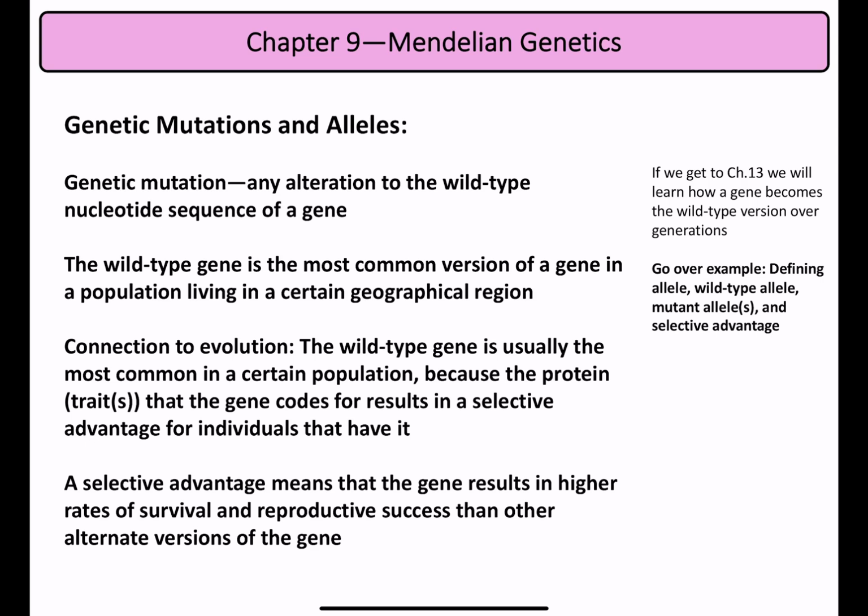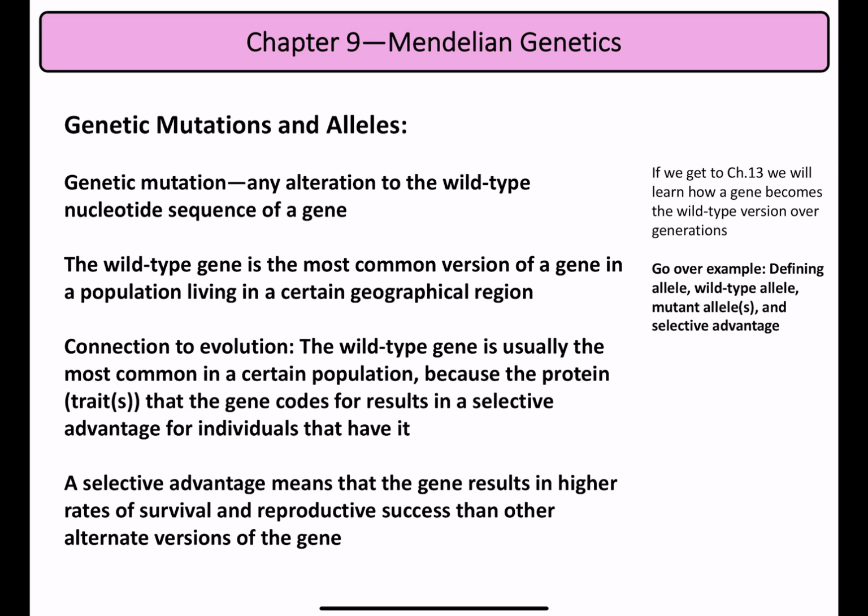So what is the wild type version of a gene? Well, as we're going to learn here in Chapter 9, for every gene out there, there are usually multiple versions of it. Sometimes way more than just two versions, sometimes hundreds of various versions. But the version of a gene that's most common in a population living in a certain geographical region. Now, for humans, we're a global population, so that's harder to visualize, but if you're talking in the wild, whichever version of a gene is the most prevalent, that's the wild type version.